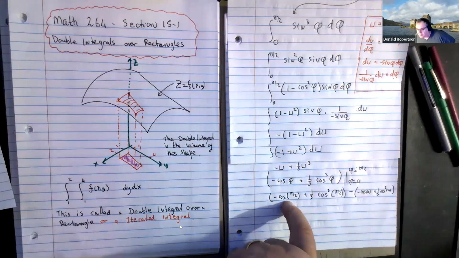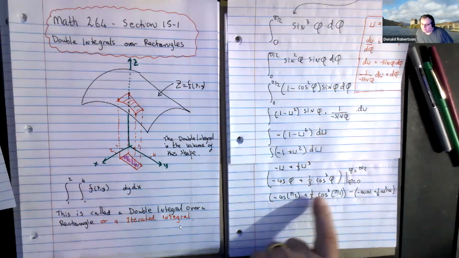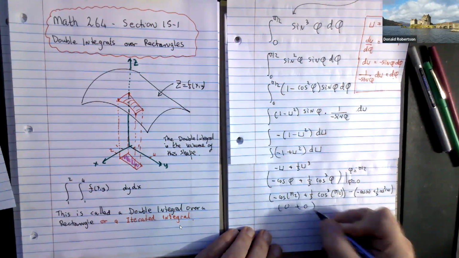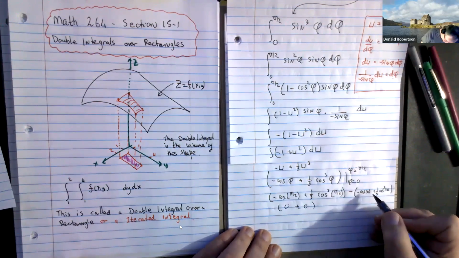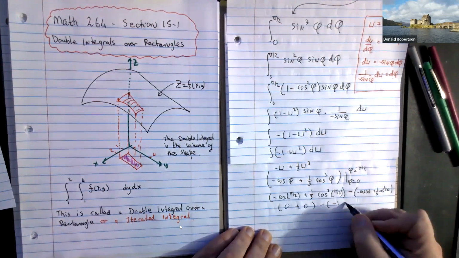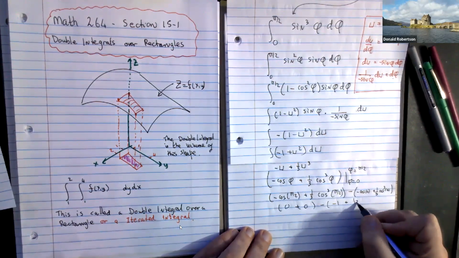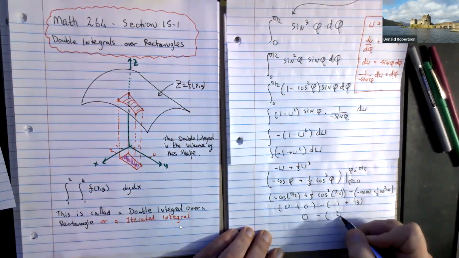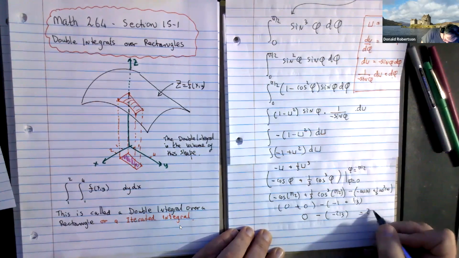The cosine of pi upon 2 is actually 0. So these two pieces are 0. The cosine of 0 is 1. So that's negative 1. So we got negative 1, and that is plus 1/3. So you're going to have 0, take away negative 2/3. Oh, the answer ends up being 2/3.